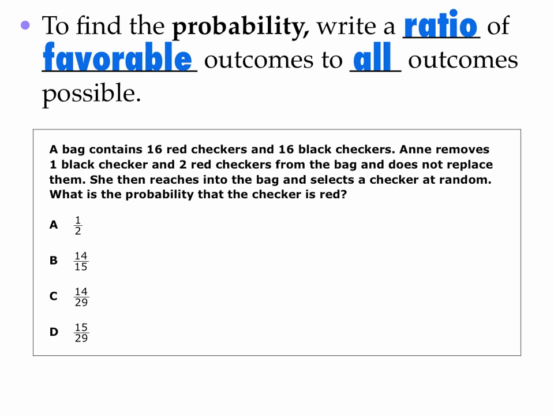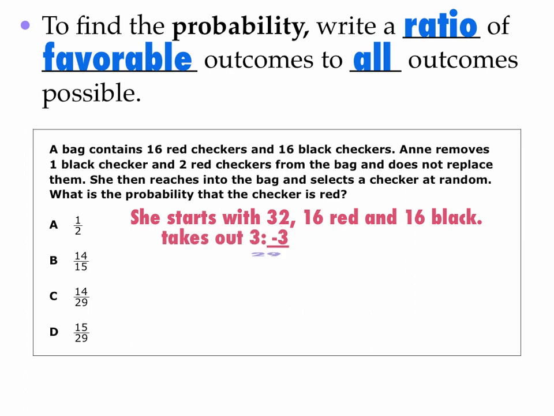So first of all, I know that Anne is going to start with 32 checkers total. 16 are red and 16 are black. But then it says Anne removes 1 black checker and 2 red checkers, which means she's removing 3 total checkers. So I need to subtract 3 from 32, the total number of checkers she started with, and now there are 29 checkers in the bag. I need to subtract 2 from the red checkers, which means I have 14 red checkers left in the bag.